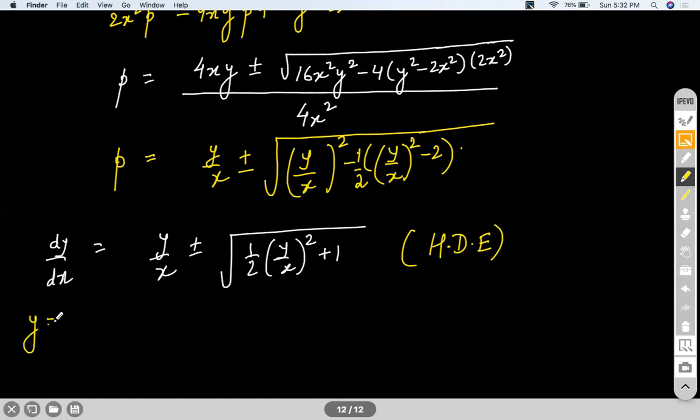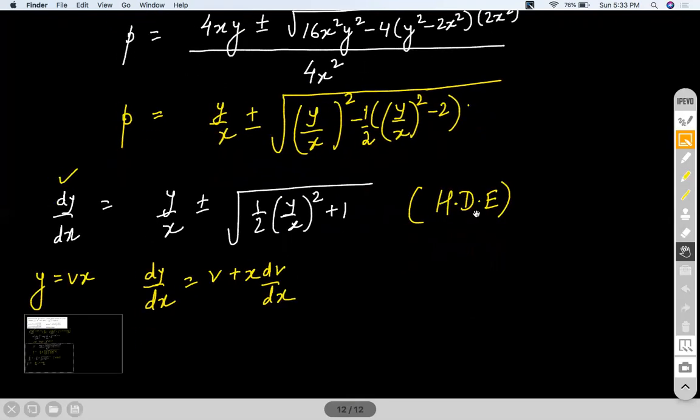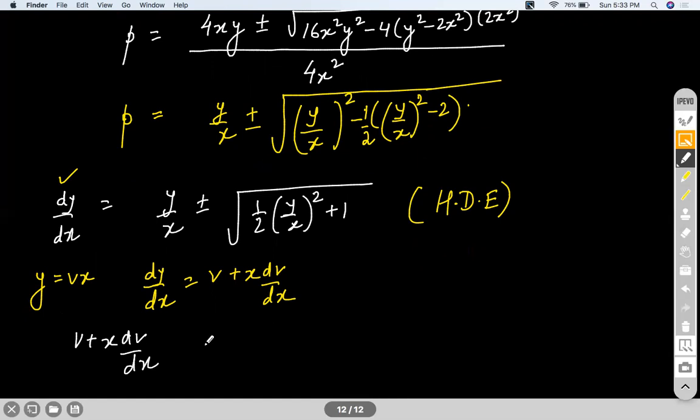And once you have ensured that, we can use the process that we had learned for solving a homogeneous differential equation. Since y by x is appearing everywhere, it's convenient to assume y is equal to vx, and also there is a dy by dx term over here. So dy by dx is nothing but v plus x dv by dx. So making this replacement, you end up getting v plus x dv by dx is equal to v plus minus under root half v square plus 1.